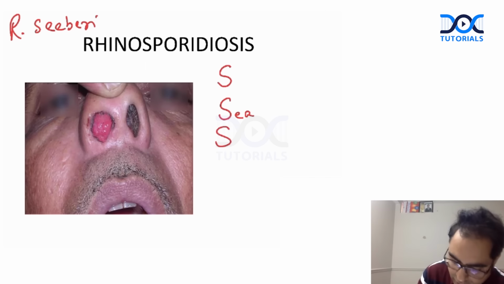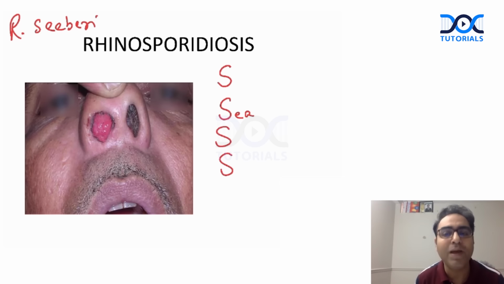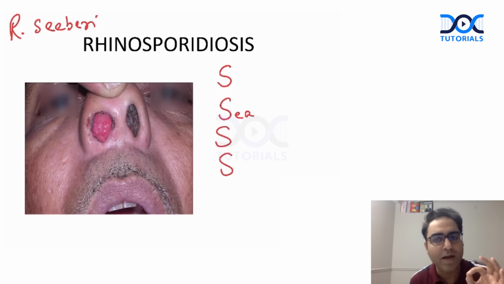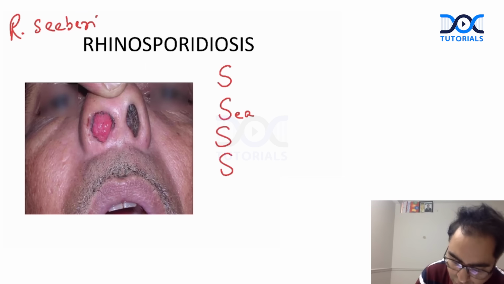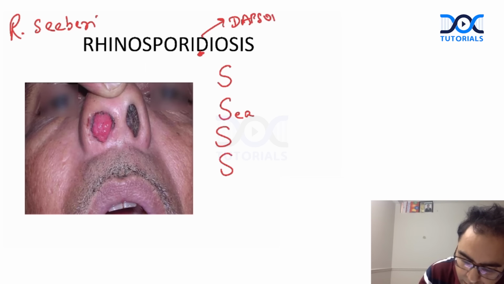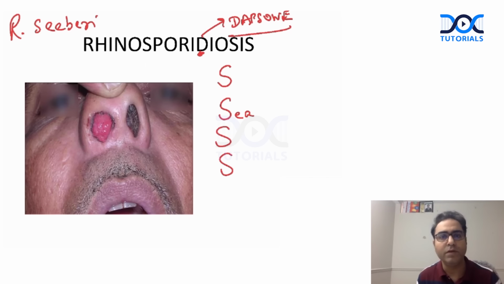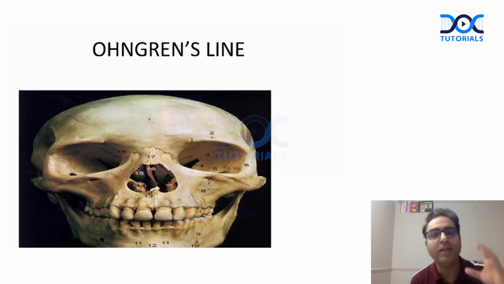And the fourth S is strawberry-like or mulberry-like nasal mass. You can see in the picture also, a strawberry-like or mulberry-like nasal mass with epistaxis. Treatment is surgery, and the drug of choice given after surgery is Dapsone. Rhinosporidiosis has D for Dapsone; rhinoscleroma does not have D. Dapsone is used for which disease? Rhinosporidiosis.